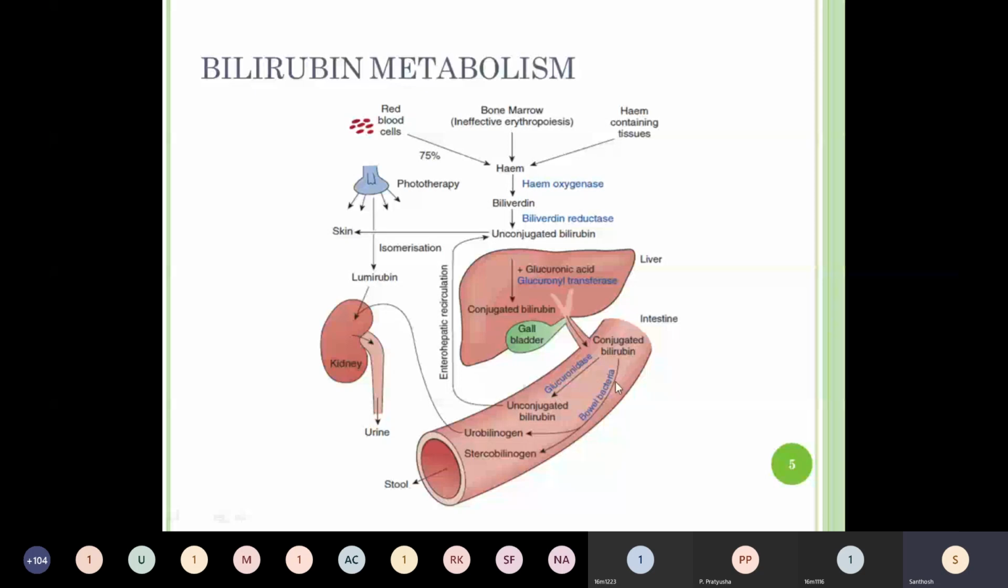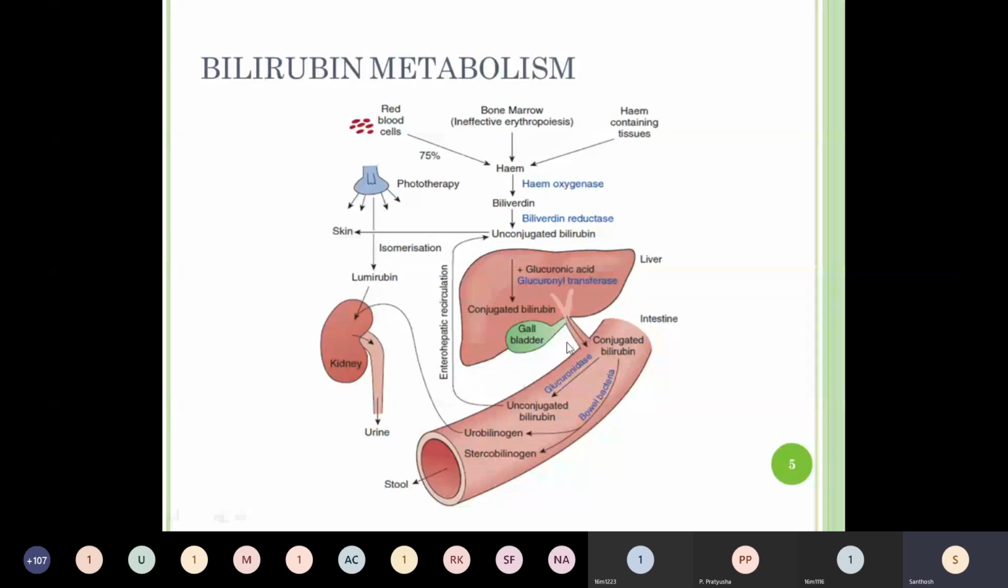Now in the intestine, some of the conjugated bilirubin is converted into urobilinogen and stercobilinogen. Stercobilinogen is excreted in the stool and urobilinogen is excreted in the urine. But some amount of conjugated bilirubin, in the presence of intestinal glucuronidase enzyme, is again converted into unconjugated bilirubin. This unconjugated bilirubin again enters the circulation and reaches the liver for conjugation again. This cycle is called enterohepatic circulation. This enterohepatic circulation is more commonly seen in the newborn period.